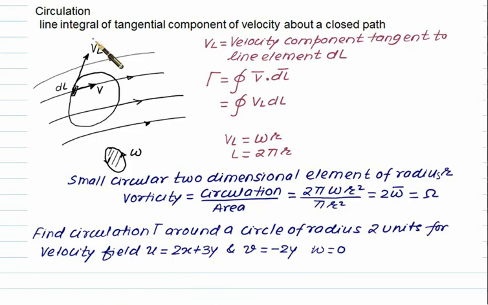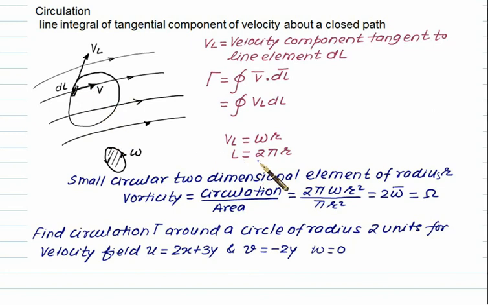Circulation is defined as the line integral of the tangential component of velocity along a closed loop. Here VL represents the velocity component tangent to the line element dl, and circulation is given as the cyclic integral of the dot product of the velocity vector with dl, or simply here VL is equal to omega multiplied by r. If the angular velocity is omega, then the linear velocity will be given as omega into r, and for a circular ring the total length L will be equal to 2 pi r.